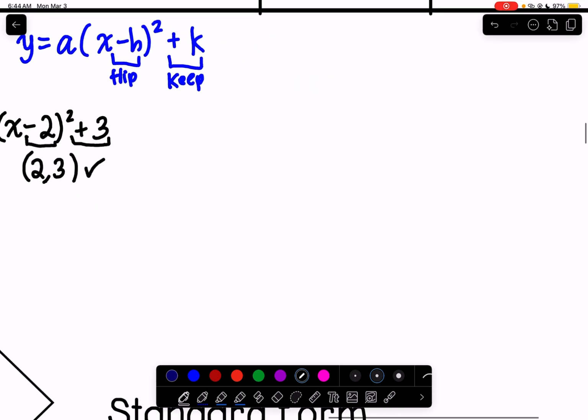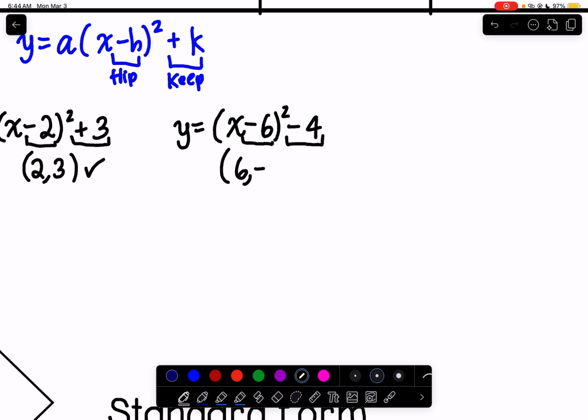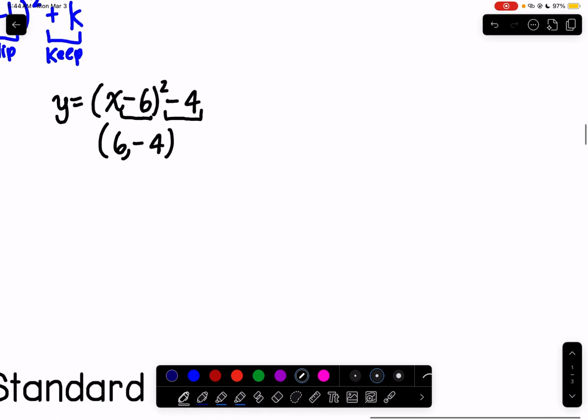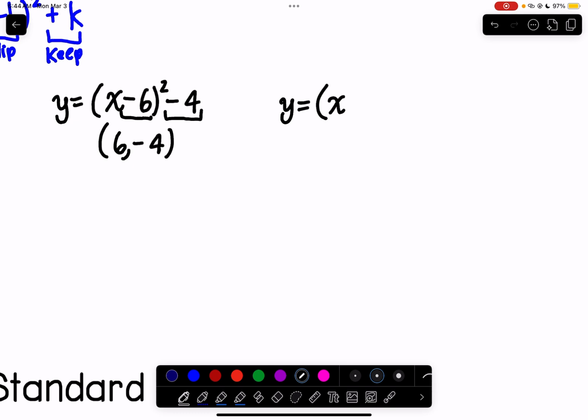All right, let's do a couple more. We got y equals (x minus 6) squared minus 4. Okay, pause me, give me your prediction, then press play. Okay, this will flip to be a +6, and this will stay -4. Okay, 2 more. Let's try (x plus 3) squared plus 7. Okay, press pause. All right, this will flip to be a -3, and this will stay a +7.